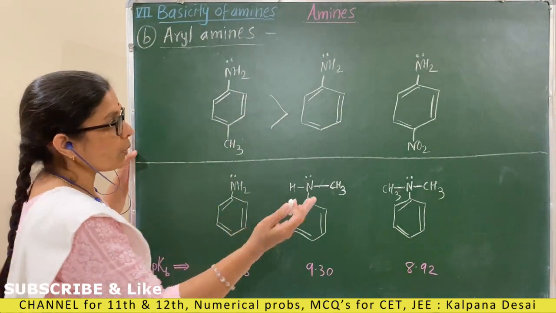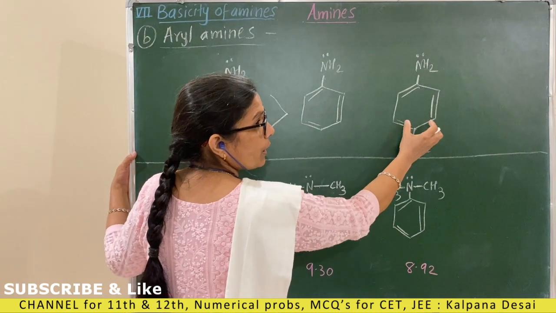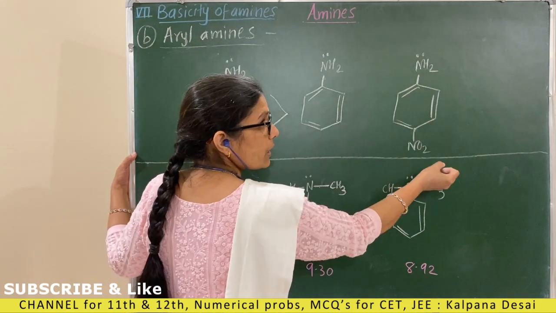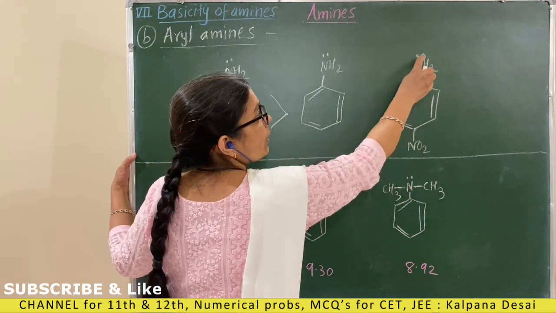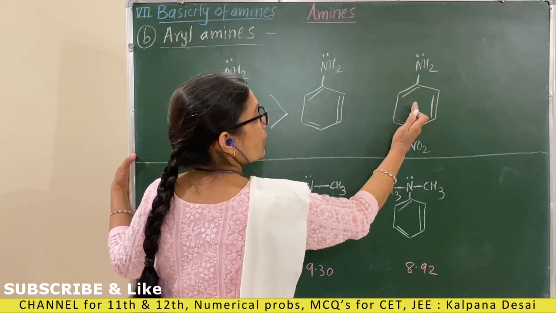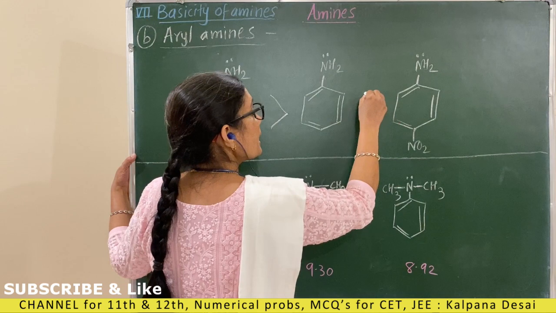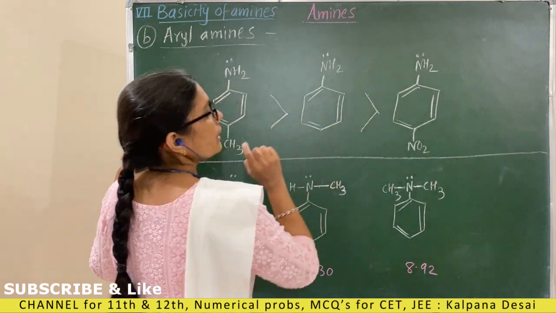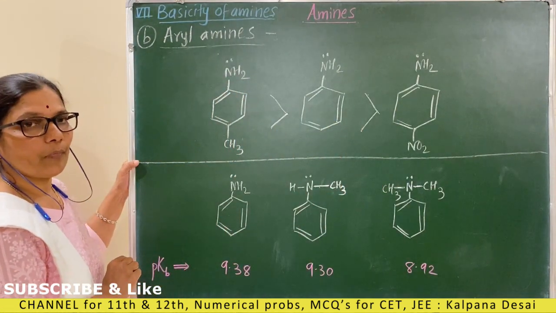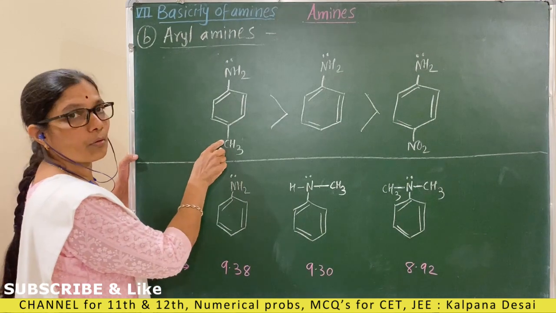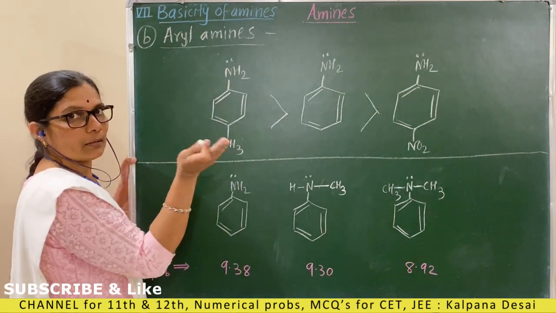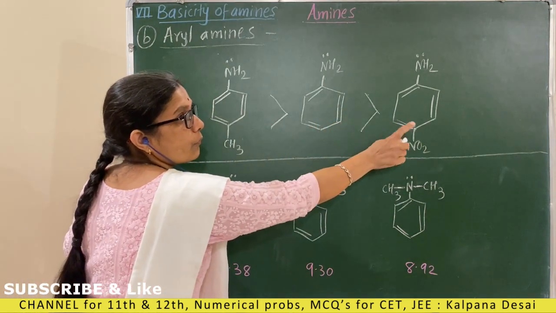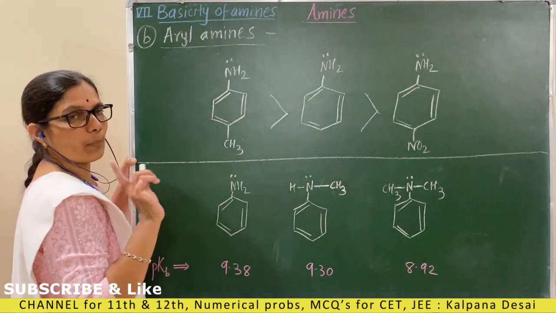Now exactly opposite, if an electron withdrawing group is present, it pulls the electron, the stability of that conjugate acid is decreased, or it is less available for donation, therefore the strength of this base is less than this one. Okay, keep in mind: if there is an electron donating group, the strength of the base increases, and if there is an electron withdrawing group, the strength of the base decreases.